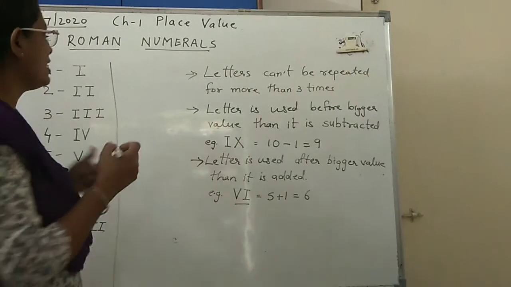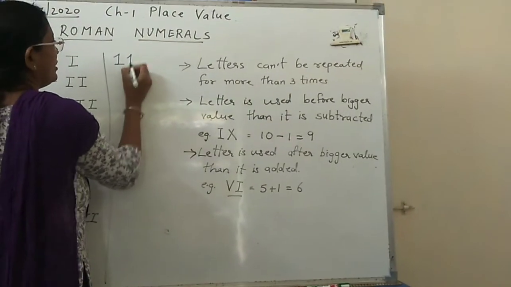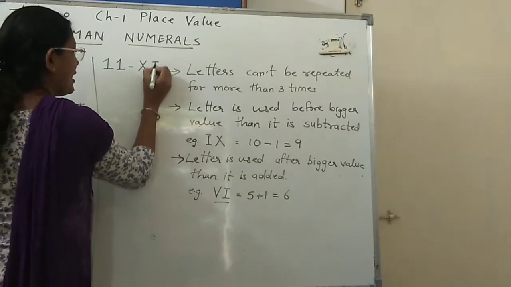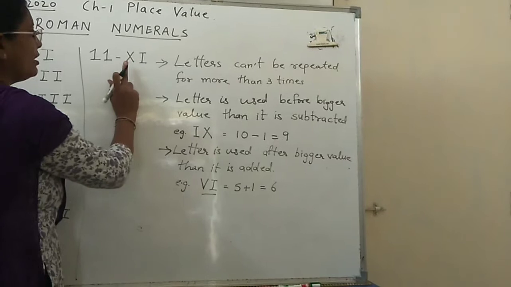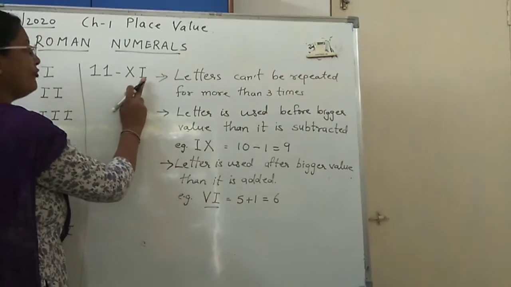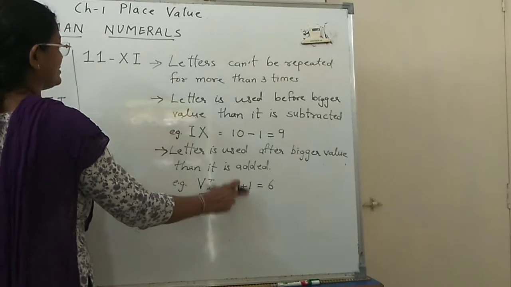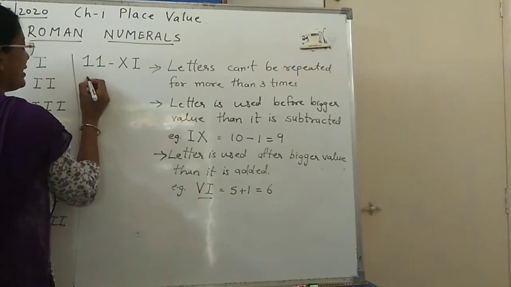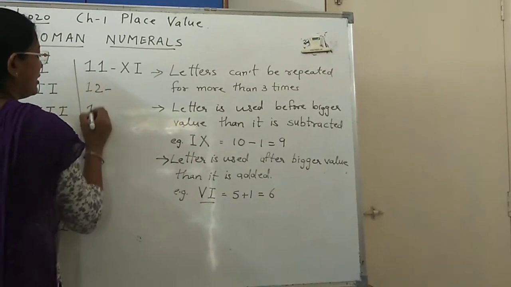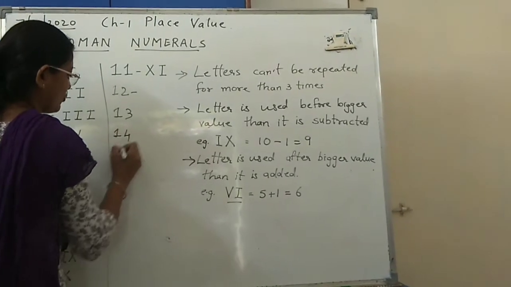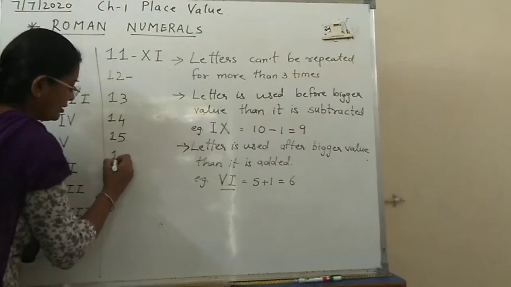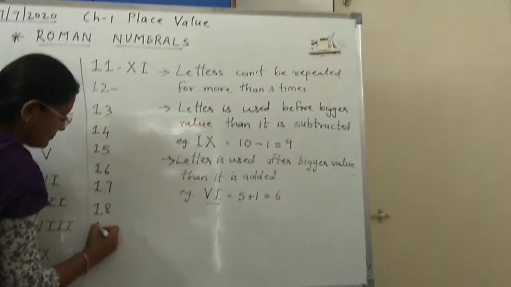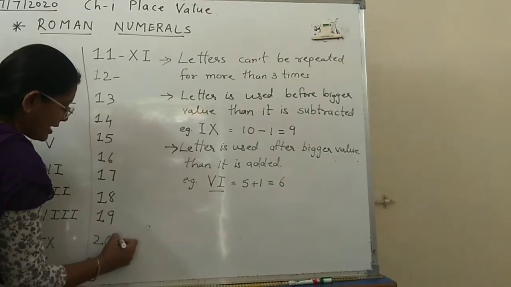So now we will start how to write from 11. Okay, 11 means here you will write 10 and plus 1, the second rule. After the higher value, bigger value, if we write the smaller value, we have to add it. Okay, the letter we have to add 10 plus 1. Okay, same way how to write 12, 13, 14, 15, 16, 17, 18, 19 and 20.